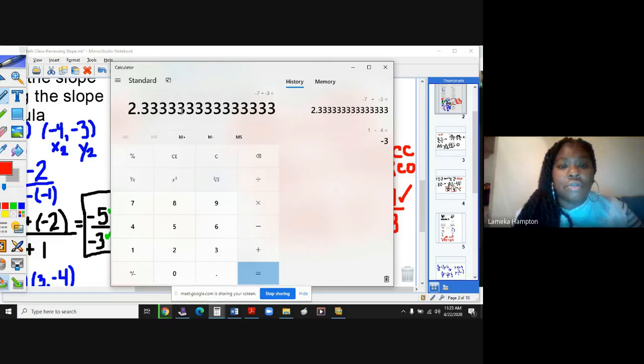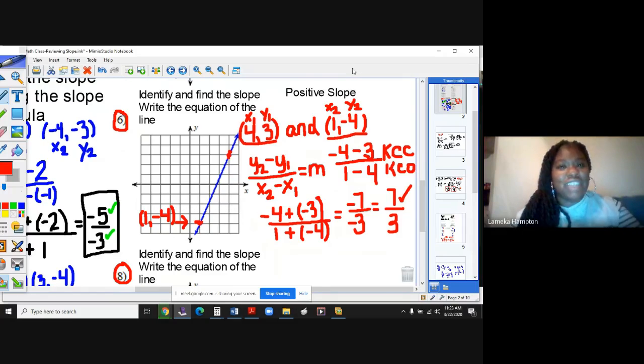Okay. Also, please do not convert this to 2.33333. Remember, in slope, you want your answer to be either a fraction or a whole number. You do not want to convert your answers from a fraction to a decimal. We ain't doing it like that. So fractions are very acceptable with slope. I just want to put that out there, and make sure you all understand that.